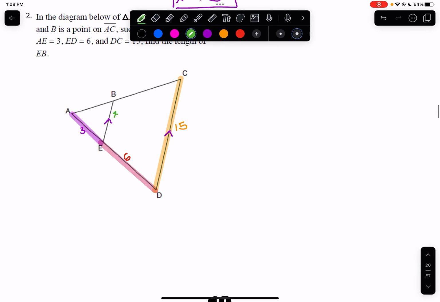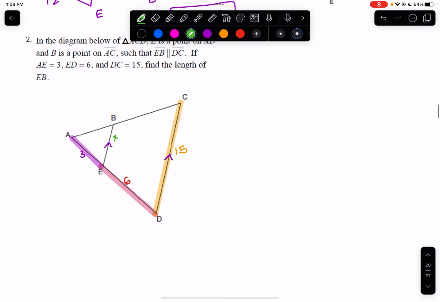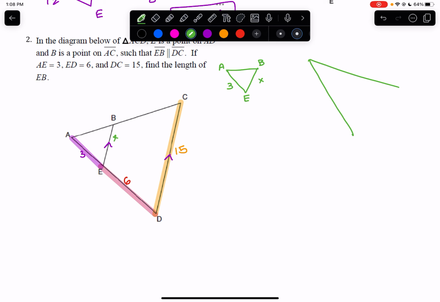So again, we're going to be looking at these as similar triangles. We'll have A, B, E that has length 3 and X. Then we have our larger triangle, A, C, D, with 15 and 9, because 3 plus 6 gives us 9. So now 9 over 3 equals 15 over X. 45 equals 9X. X is equal to 5.